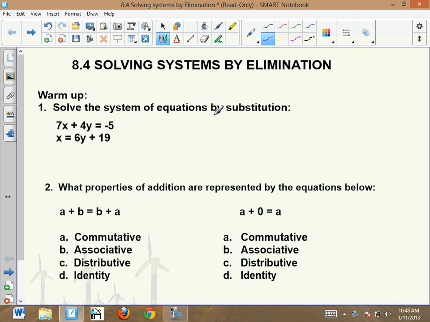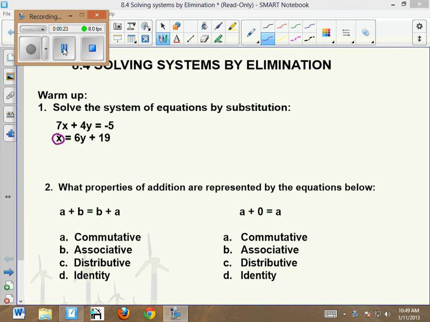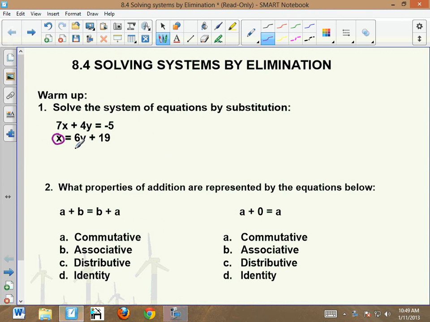Solve the system of equations by substitution. The x is all alone. If your x is all alone, that's one of the indicators that this is going to be substitution. So that means I have to take this right here, 6y plus 19, and replace it for x in this equation, because that's what x equals.